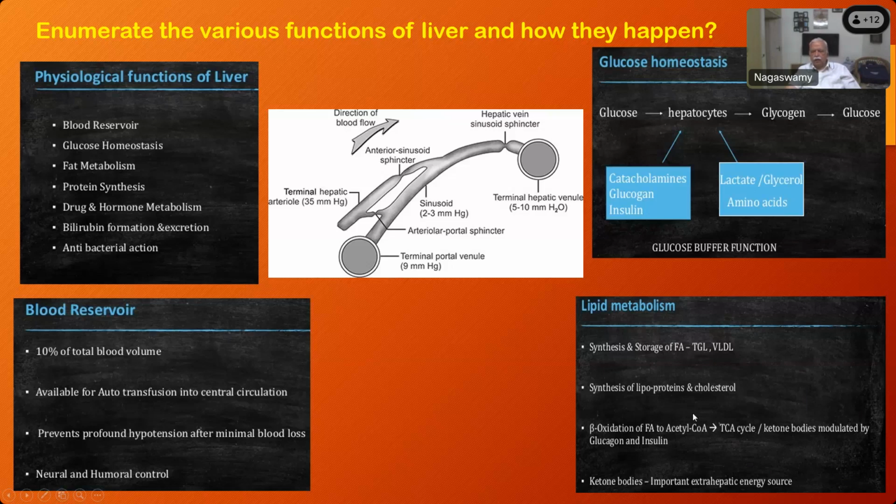All of us know that ketosis is an important complication of diabetes. That is done by this mechanism. And ketone body production is important as an extrahepatic energy source. So which particular cells in our body use ketone as a fuel for energy? In the absence of glucose, which particular cells in our body are capable of utilizing ketone for production of ATP?